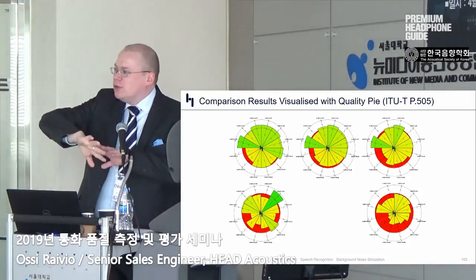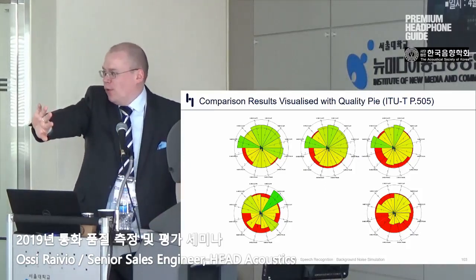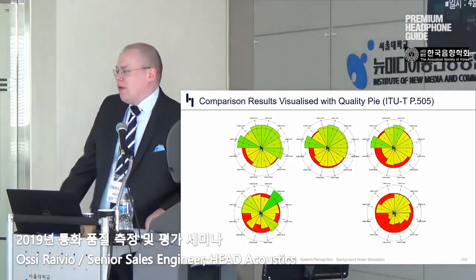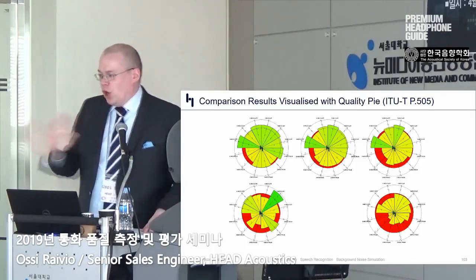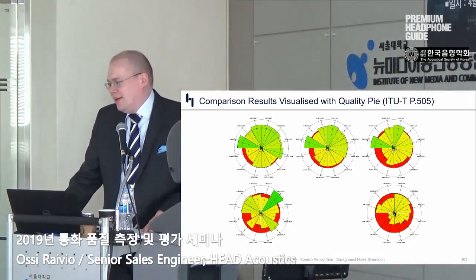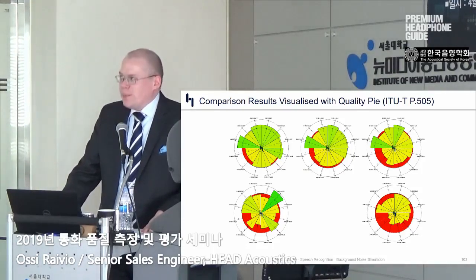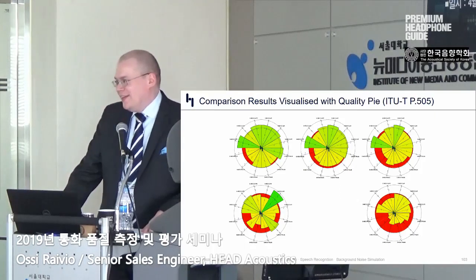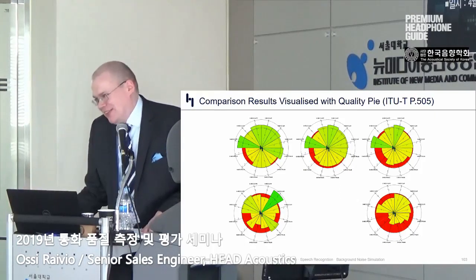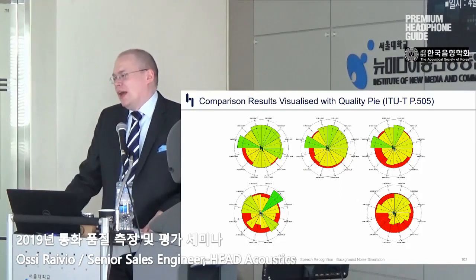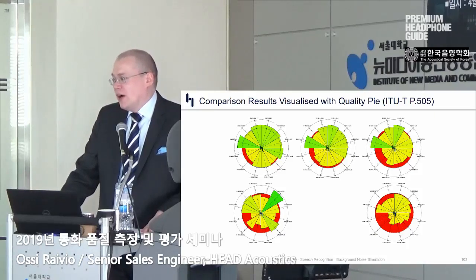You might want to split US and Europe also into two, because there is one parameter which differs a lot between Europe and US, and that one is automatic gain control. Europeans do not like gain control. Americans love it. So there's also another parameter where you have cultural differences.